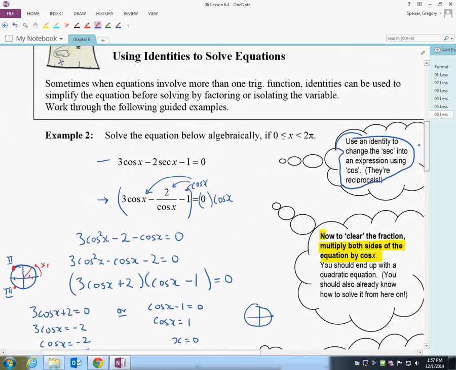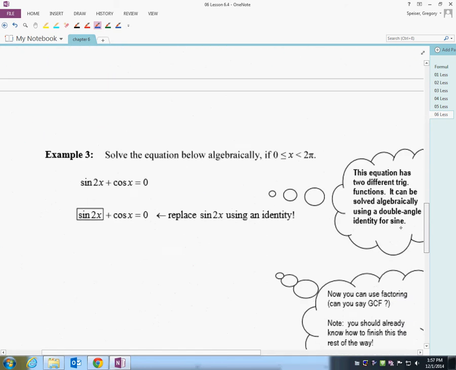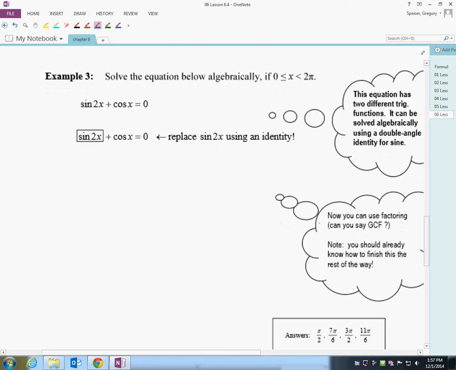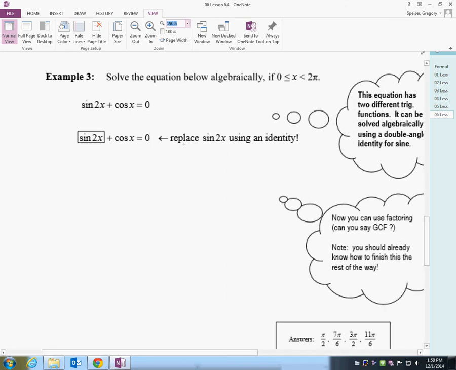How did I get up to example 3? What happened to example 1? Oh well, example 2 and then example 3. Okay. Here it says solve this equation algebraically. Sine of 2x plus cos of x is equal to 0. Maybe if I get something like 190, it'll look better. Still looks kind of funny.